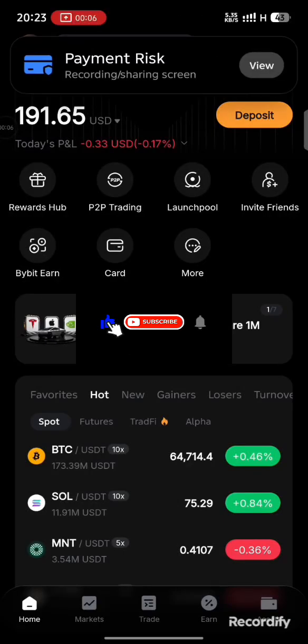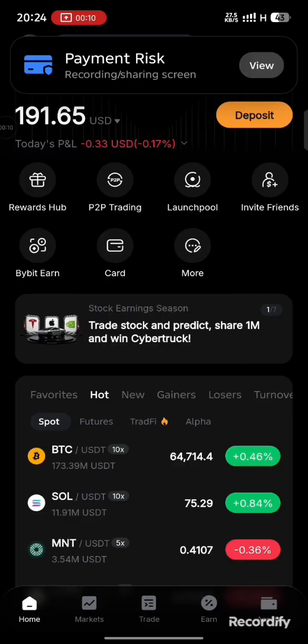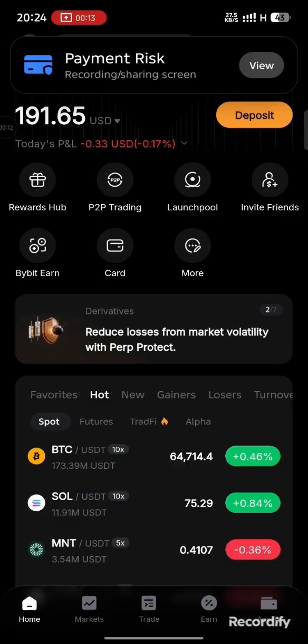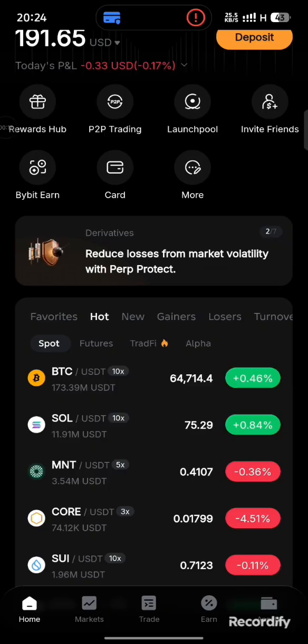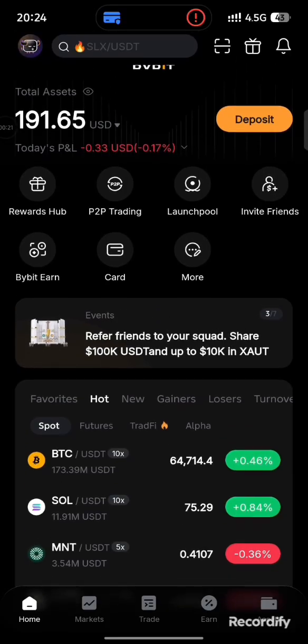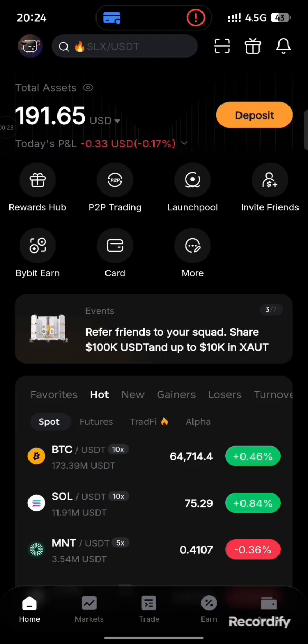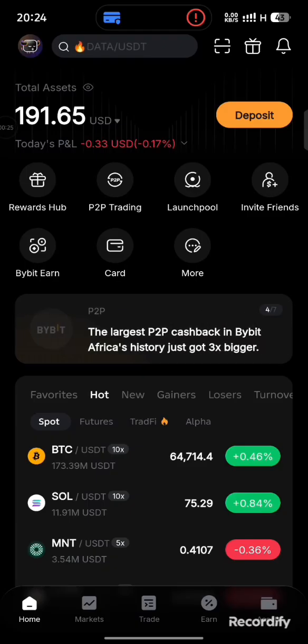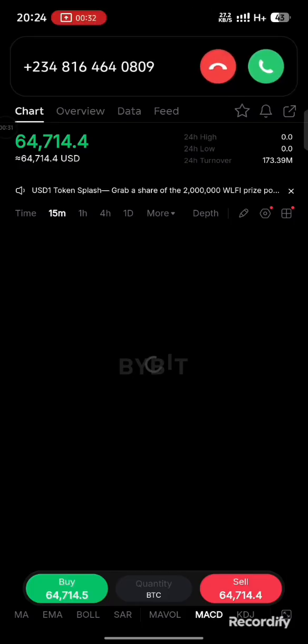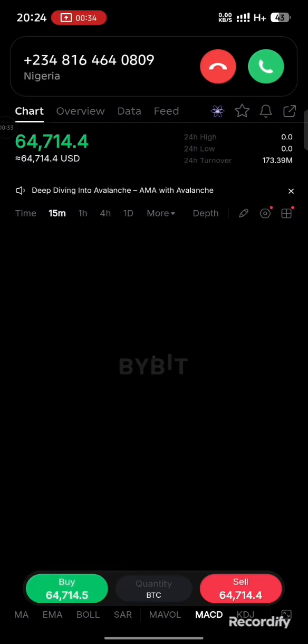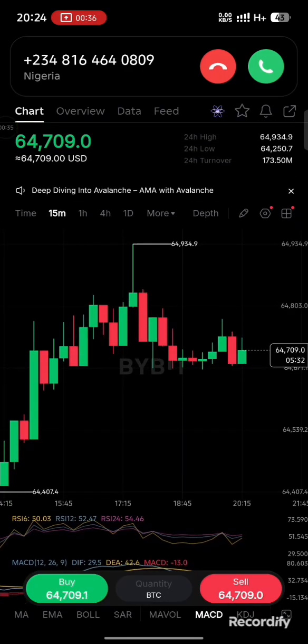Hello guys, in today's video I'm going to show you the 15-minute scalping strategy that you can do consistently while trading cryptocurrency coins and make a huge profit daily. All you need to do is make sure you have a verified exchange account and navigate yourself to the 15-minute session without a delay.